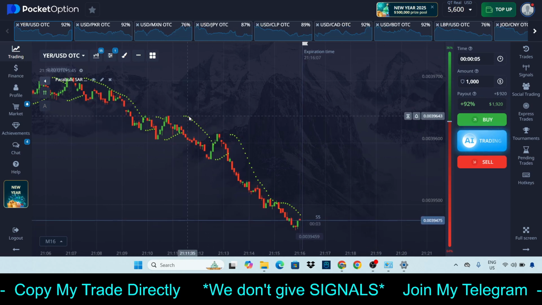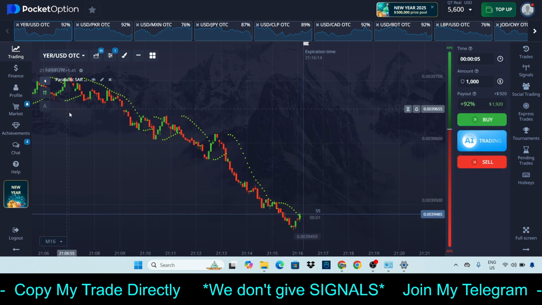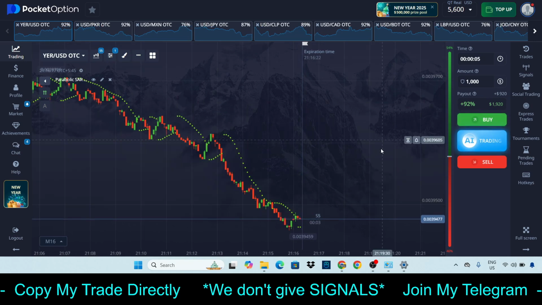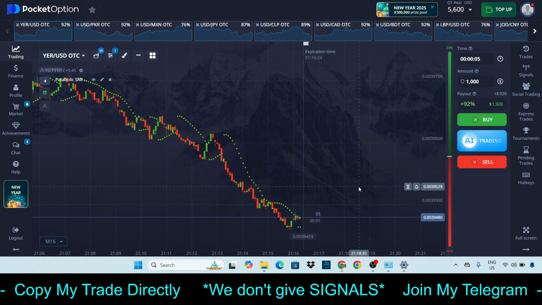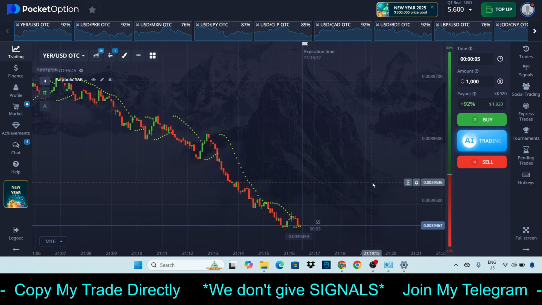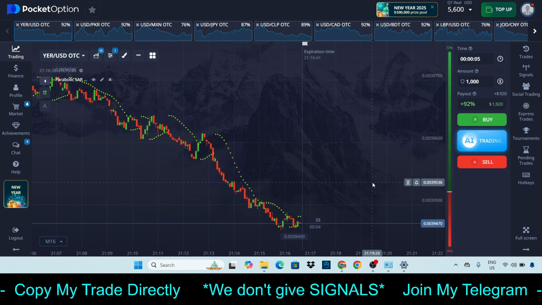Whenever the parabolic SAR dots are forming above the candles and the second dot is forming, at that time you need to make a trade by clicking on lower. And whenever the parabolic SAR dots are forming below the candles, and the second dot is about to form, at that time you need to make a trade by clicking on higher. The trade execution is this simple with this parabolic SAR indicator. Now there is a fact: the market will either go up or come down, and otherwise there is sideways movement that happens rarely. But you need to focus on whether the market will go up or come down, right?